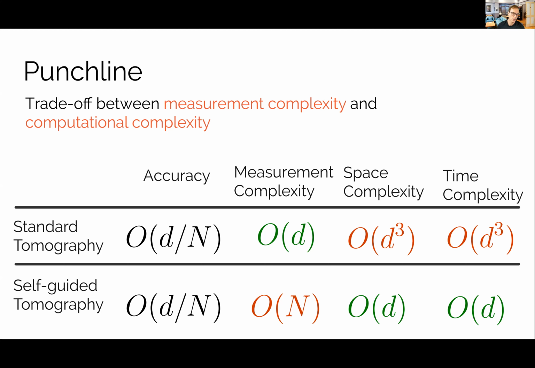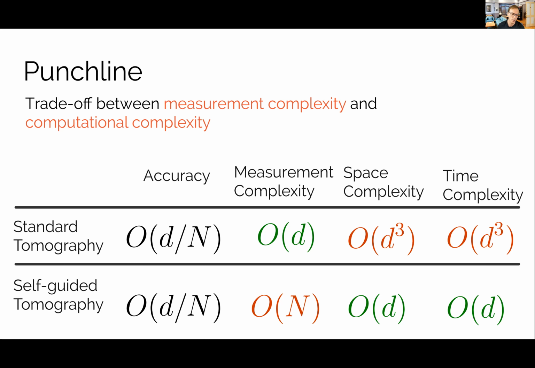Now, to put some concrete, quantitative numbers on what I mean by this trade-off: in self-guided tomography, you'll only need order D space complexity as the measurement algorithm progresses, and again time complexity order D. You'll see where that comes about later on. But the penalty is that each time you acquire data, you have to change your measurements, and so you incur a measurement complexity cost of order N.